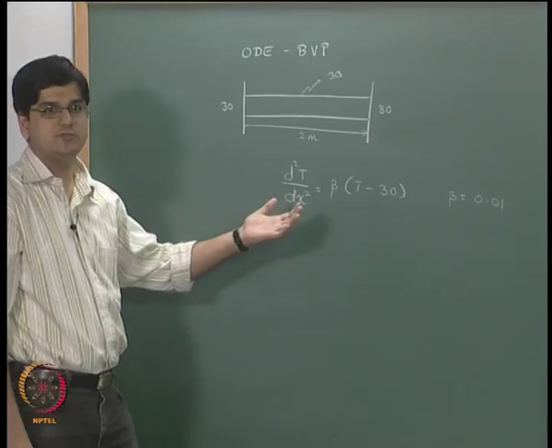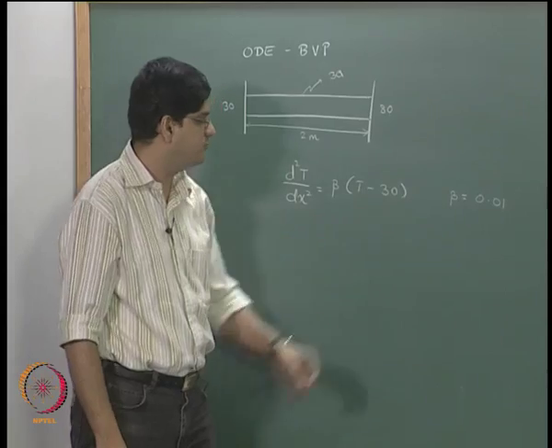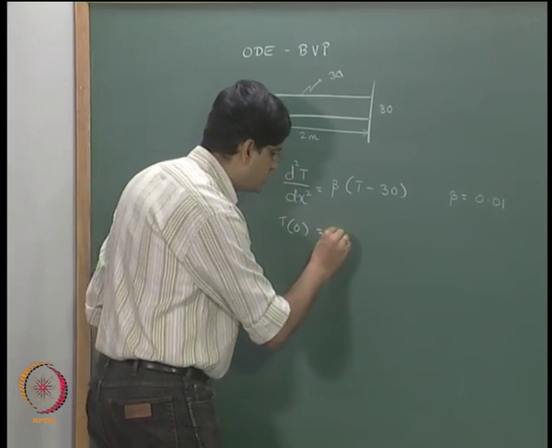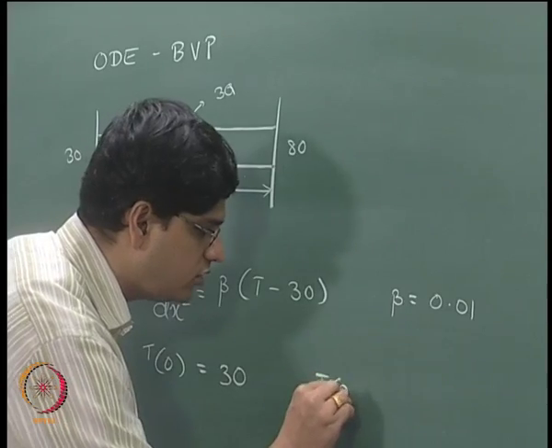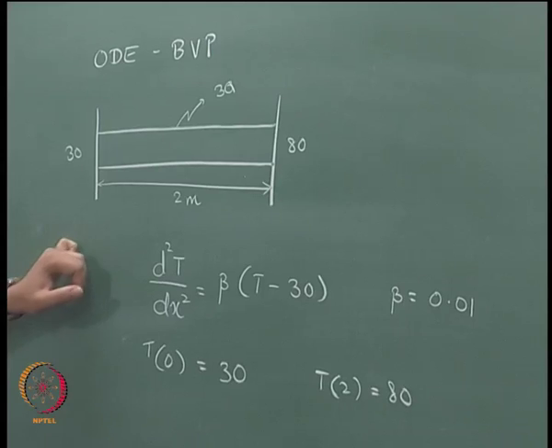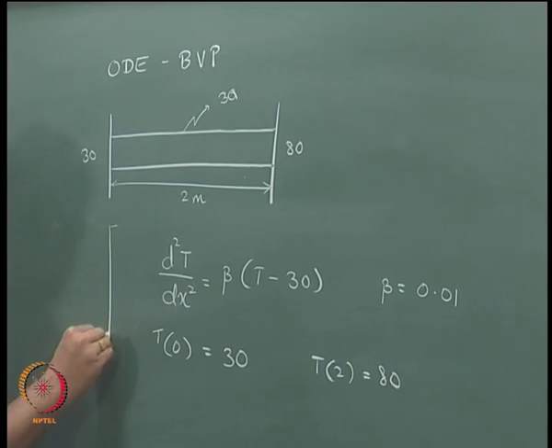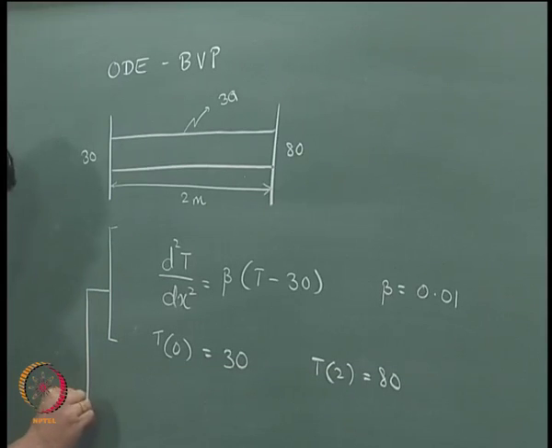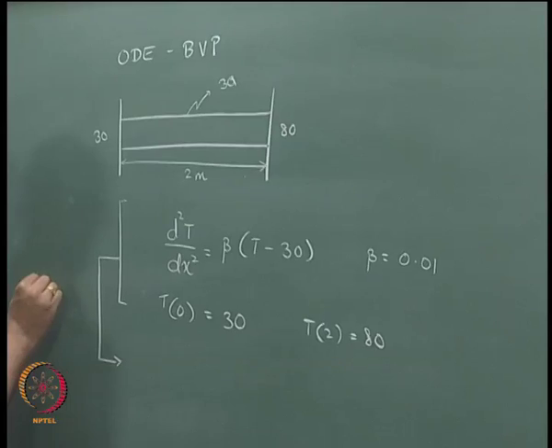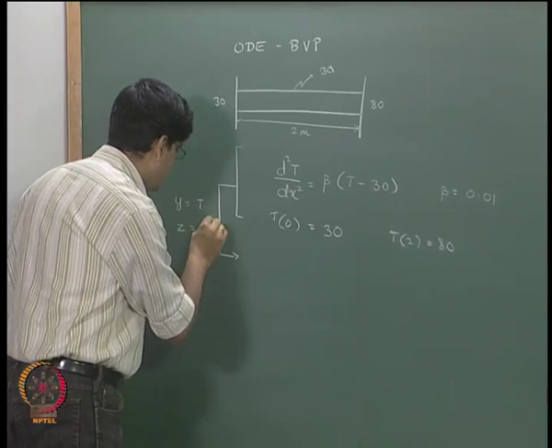In order to solve this using the shooting method, we are going to convert this boundary value problem, subject to two boundary conditions, T0 equal to 30 and T2 equal to 80, into two first order ODEs. This is the problem that we have. In order to do that, we are going to write y equal to T and z equal to T dash.